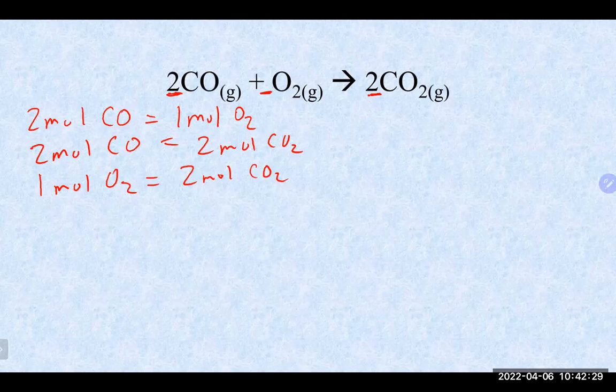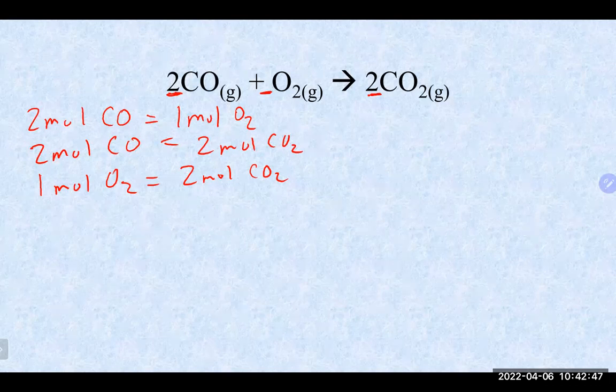These are what I refer to as being stoichiometrically equal to each other. They are not equal in terms of number. Obviously, 1 does not equal 2, but they are equal to each other in terms of proportion of what you need to dump into this reaction to produce the amount of product that you would want.